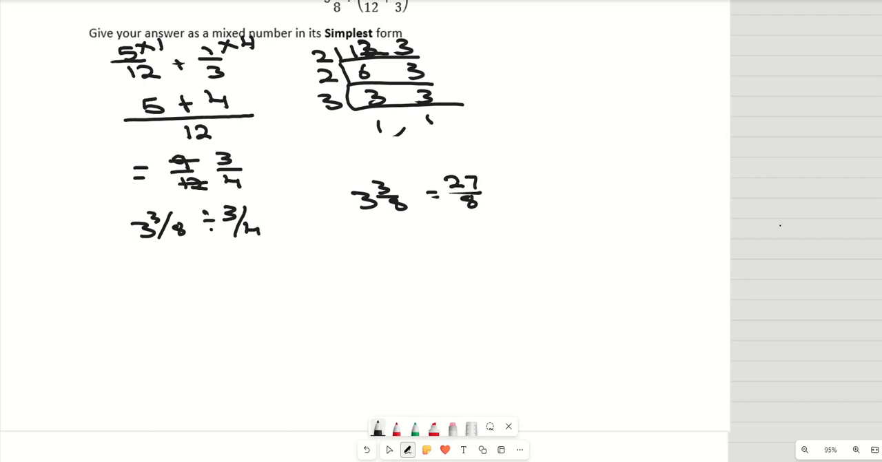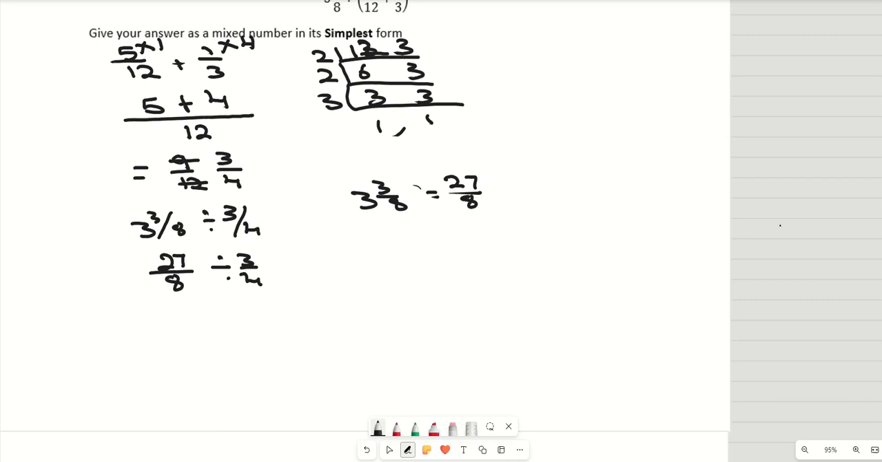Let's do that again, slower. You multiply your whole number by the denominator. 8 threes are 24, and then you add your numerator, right? 24 plus this 3 on top here is 27. That's how I got 27 over 8. So it's now 27 over 8 divided by 3 over 4.